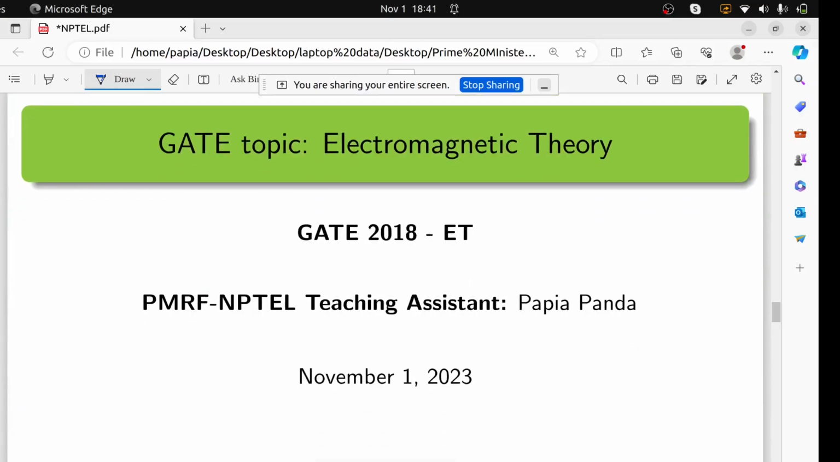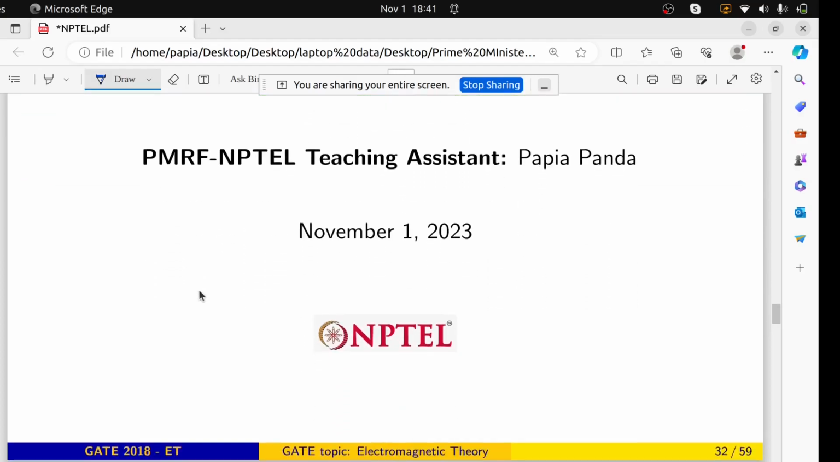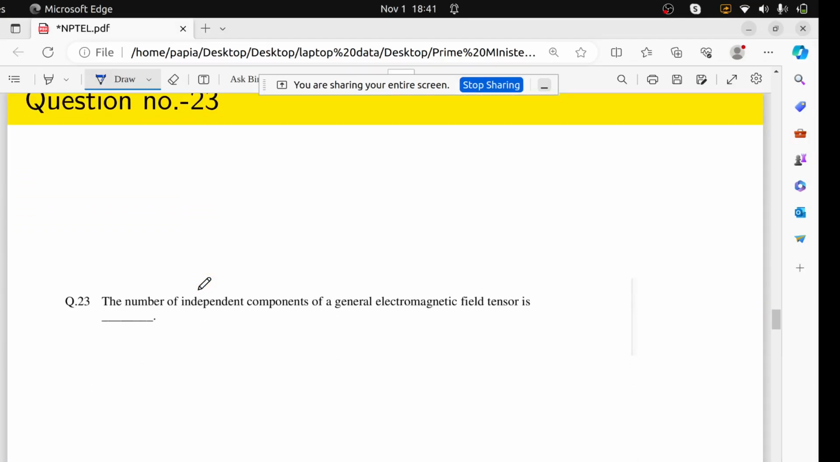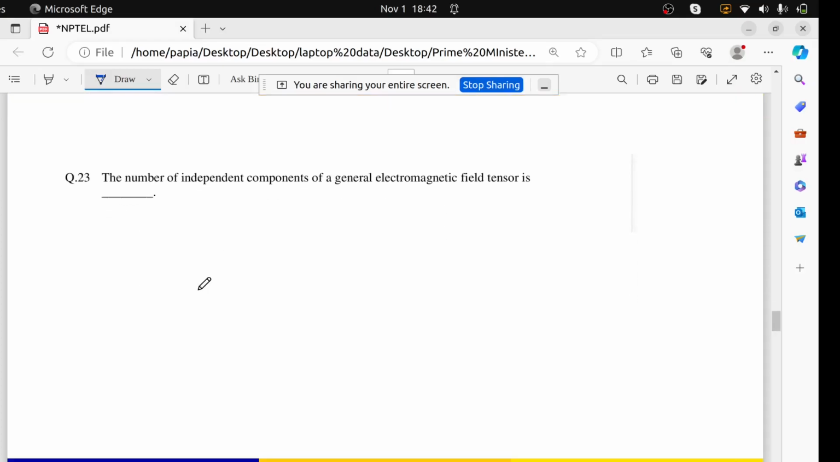So let me go to the next question. The next question is from the GATE 2018 physics question paper, and the question is very small. It is question number 23: the number of independent components of a general electromagnetic field tensor is what? Can anyone tell me what the electromagnetic field tensor is? I mean, what is the expression for that at least? That will be enough.